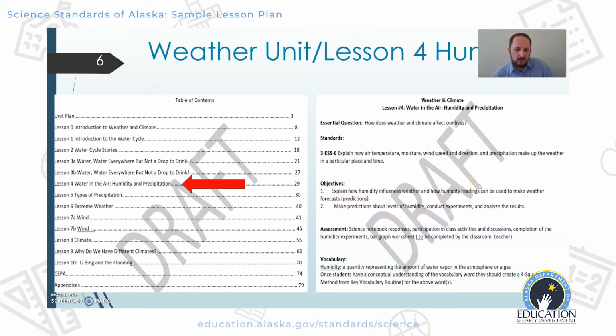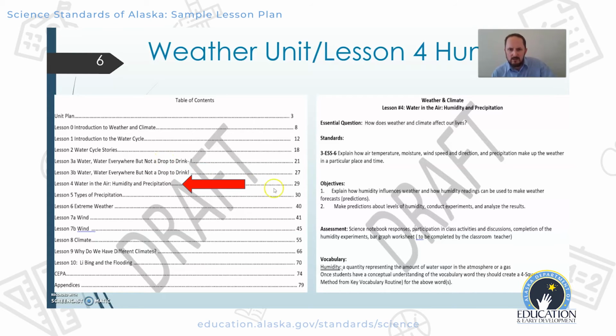So for the sake of time in our lesson today, we'll skip ahead in the weather unit. Let's say we've taught an introduction to weather and climate. We've taught about the water cycle. We've covered the different types and how much water is on our planet. And we are now ready to talk about humidity and precipitation.